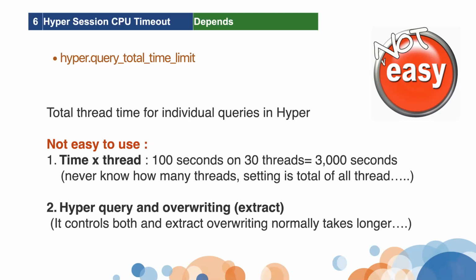So the challenge is that the same setting, the query total time limit, applies to both query and overwriting. That makes it even harder to figure out. You cannot set it too small, otherwise your backgrounder process will fail. So this is a bit of a challenge. Actually, it's very difficult to use, okay? But it's one feature available. Again, if anyone in the community figures out how to make this work, I would love to learn from you.